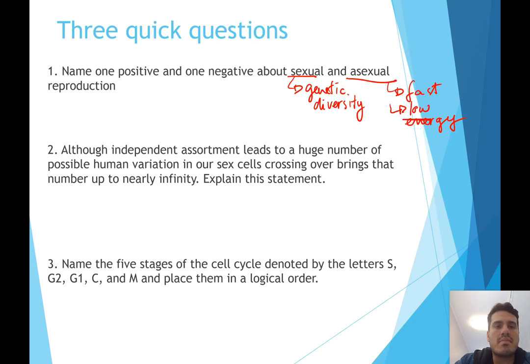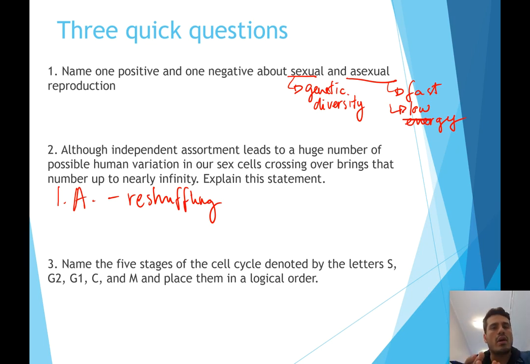Question 2 says, although independent assortment leads to a huge number of possible human variation in our sex cells, crossing over brings that number up to nearly infinity. Let's explain the statement, okay? So it's quite simple. How I think of it is that independent assortment is like a reshuffling. Okay, so if you took a deck of cards and they were completely in order, both in number and in the suit, you could shuffle it up, and then it would be out of order. And then you could shuffle it up again and it would be out of order in a different way.